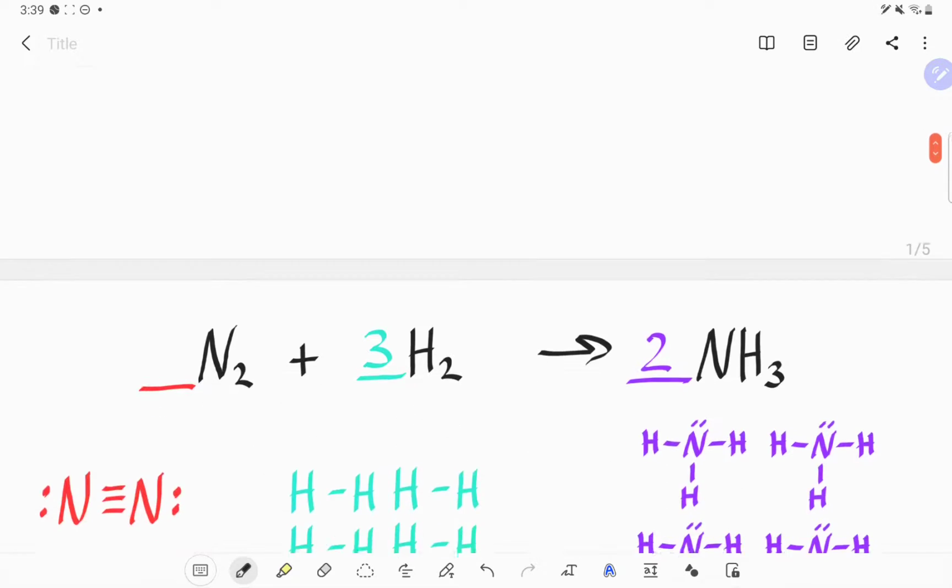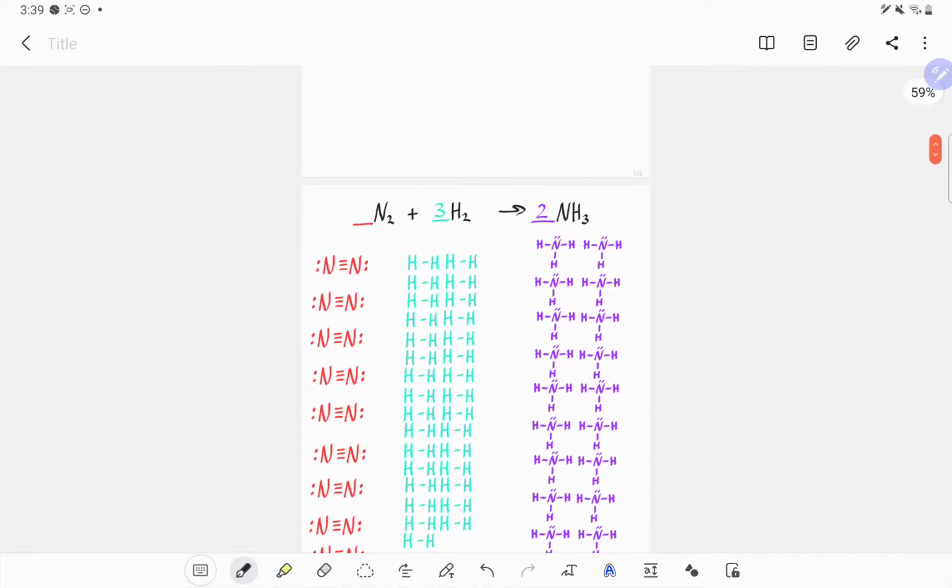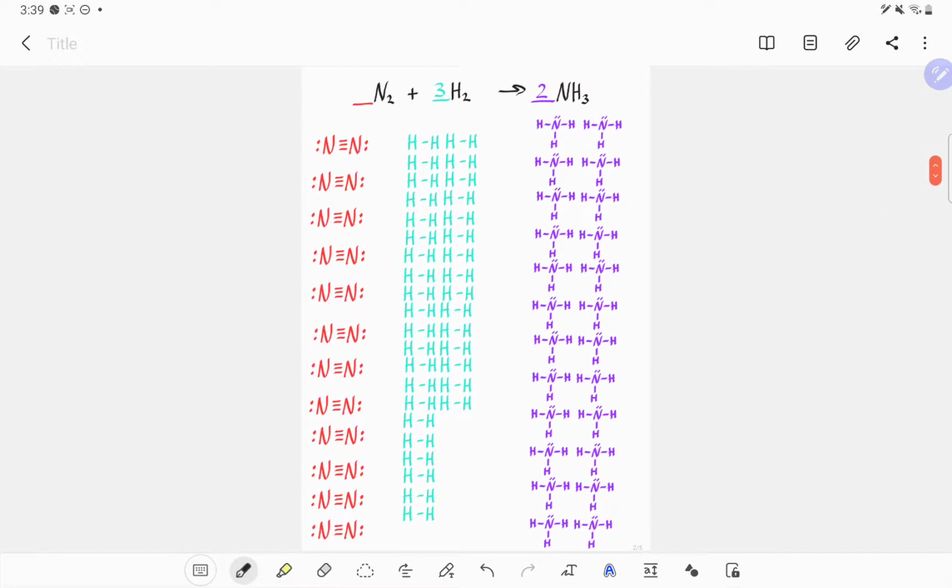It could also represent the number of dozens of each of these compounds. So here I have 1 dozen N2 molecules. Or here I have 3 dozen H2 molecules, so 36 total. Or here I have 2 dozen NH3 molecules, or 24 total. So that's another totally correct interpretation of what the coefficients represent.